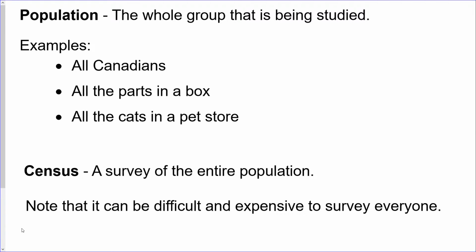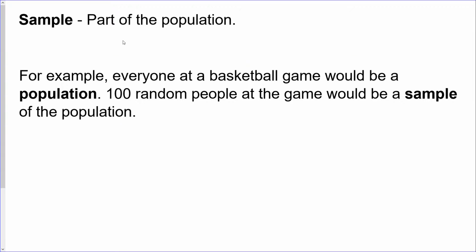Okay, now a sample is a part of the population. More typically when you're doing surveys, you are only surveying a sample and then using that information to make bigger conclusions about the whole population. Because finding and surveying a sample of a population, a smaller part, is much easier and much cheaper and much more feasible for just one person or a small number of people to do.